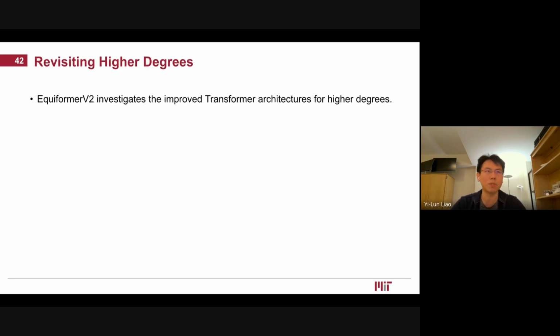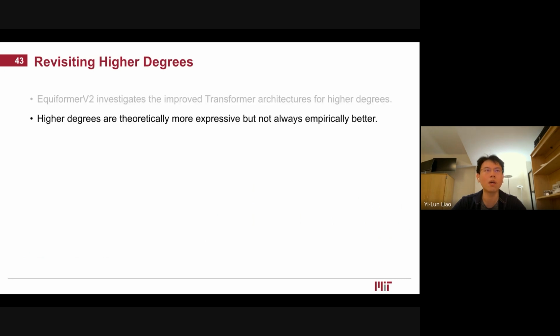So based on the experimental results, let's take another look at higher degrees. EquiformerV2 investigates the improved architecture for higher degrees. Higher degrees are theoretically more expressive, but they are not always empirically better. And also they might not be optimal in terms of speed-accuracy trade-off, because sometimes we increase the training time by like 2 to 3 times, but just get a small gain in accuracy. So maybe we just need to train a smaller model for even longer so that we can have similar accuracy gain, but a much faster model.